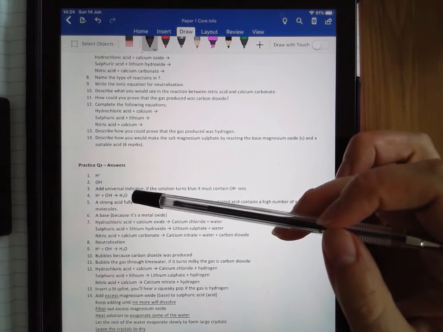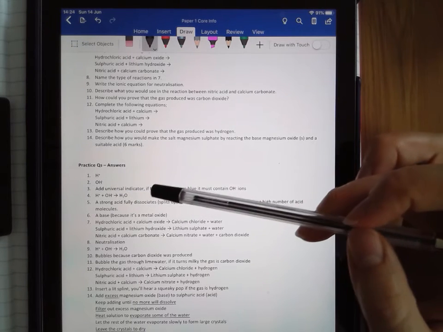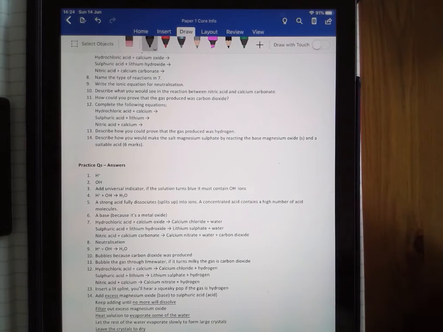If I want to show that something's an alkali, I'm going to add a little bit of indicator. I've picked universal indicator, and if it's an alkali, it's going to turn blue or purple. If I wanted to show something was an acid, I'd add a little bit of universal indicator, and if it was an acid, it would turn red.